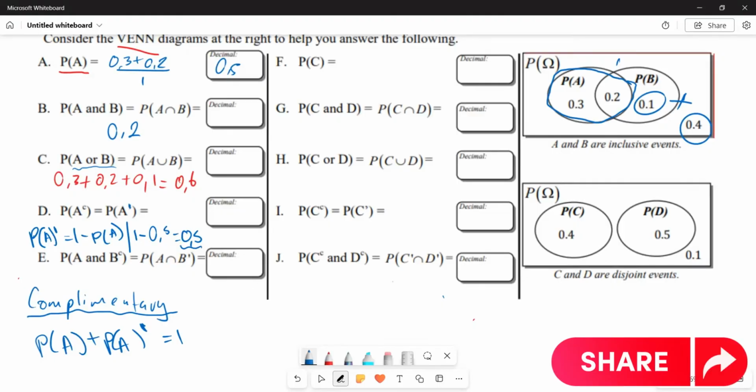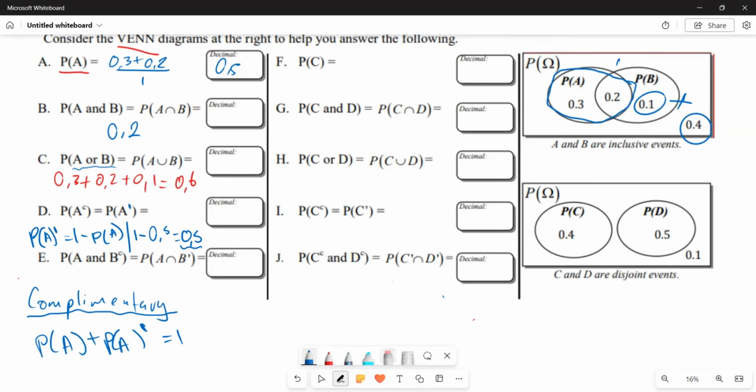Now, let's look at number E. In number E, they want you to find out the probability of A and B naught. Remember, when they say A and B naught, they want everything except for the intersection. So you are going to exclude this one. This one is going to be excluded. So it's going to be this one plus this one and plus this one, right?